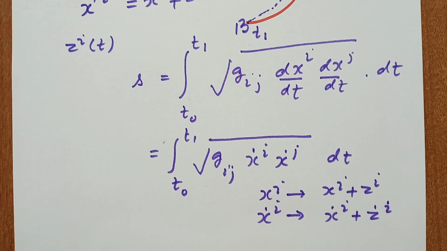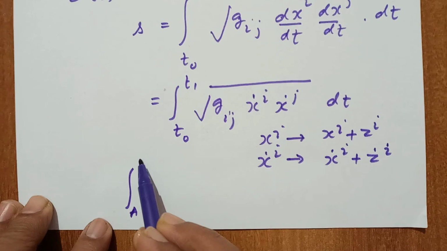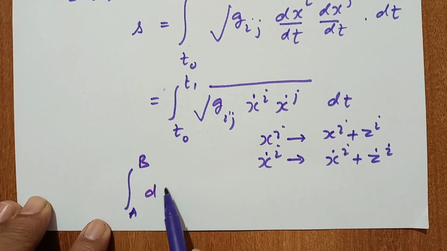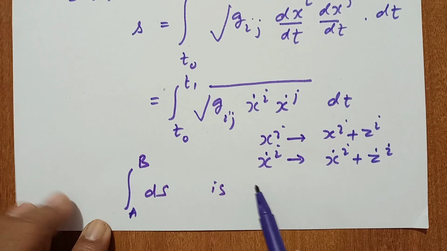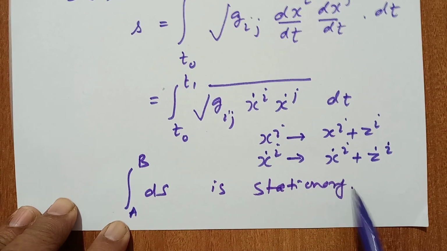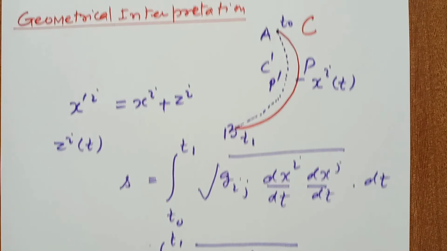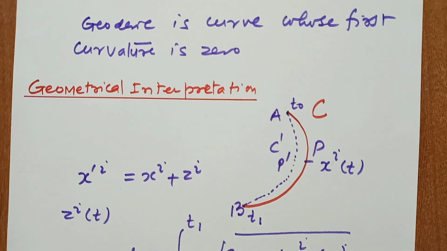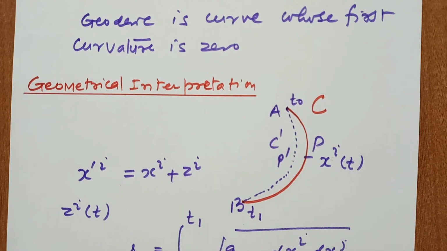Thus, if for an arbitrary displacement the length of the curve is unaltered, the curve is said to be geodesic in Vn, that is, the integral of ds is stationary. So this is the geometrical interpretation of geodesic.